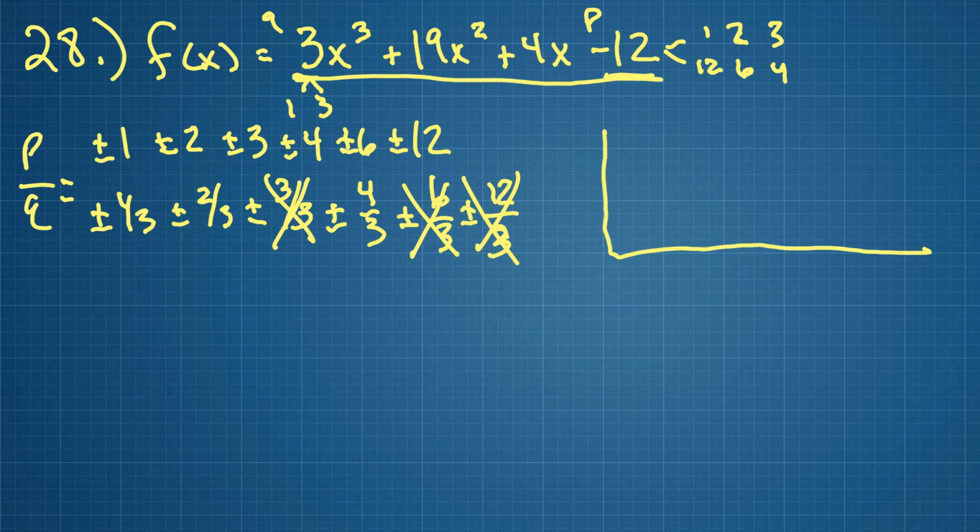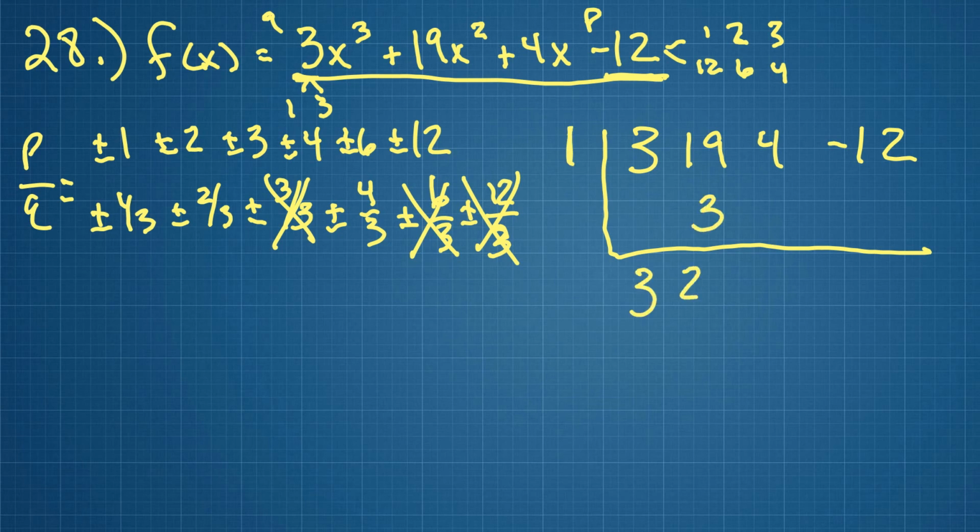I fill out my inside from there. 3, 19, 4, -12. Then I'm going to guess 1 first. I don't know if that's going to work. We'll see. 3, 1 times 3 is 3. I get 22. 1 times 22 is 22. I get 26. It's not going to work. So 1 does not work.